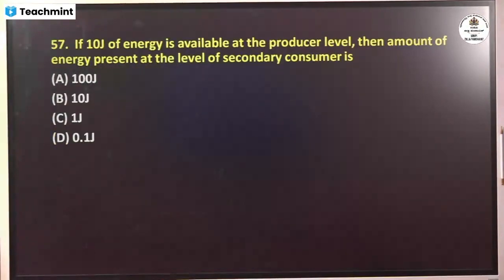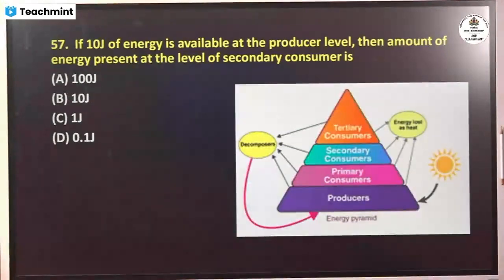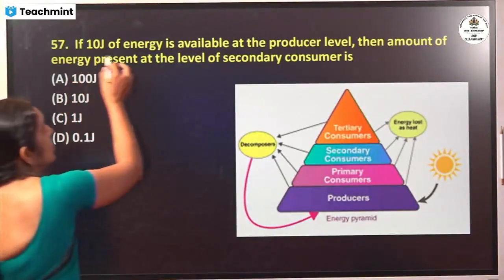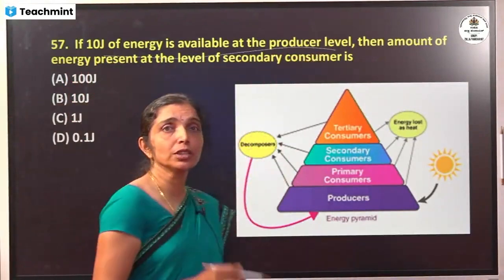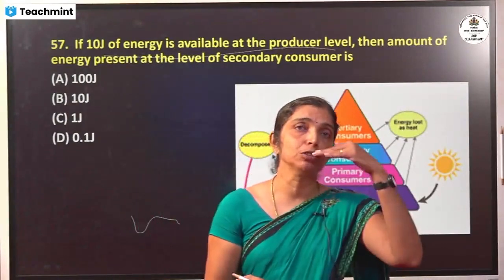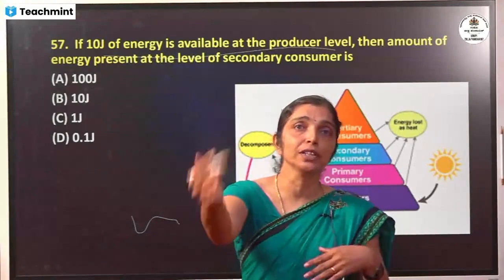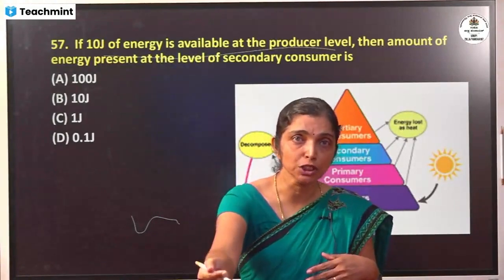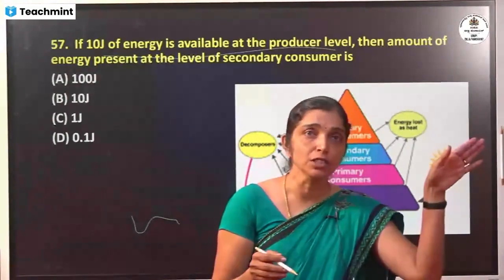If 10 joules of energy is available at the producer level, then the amount of energy present at the level of the secondary consumer is 100 J, 10 J, 1 J, or 0.1 J. This problem is based on the 10% law. As you move from one trophic level to the next, only 10% of energy is passed on to the next trophic level. The remaining 90% is lost.